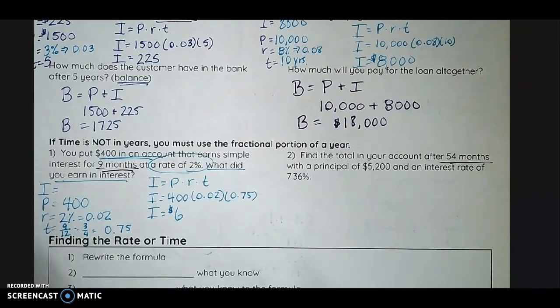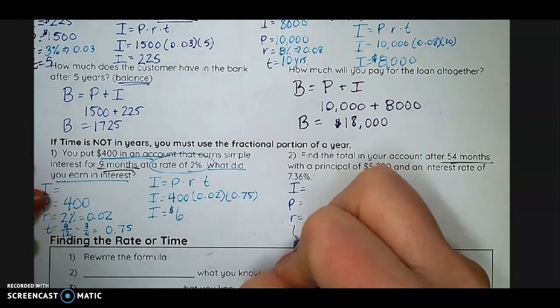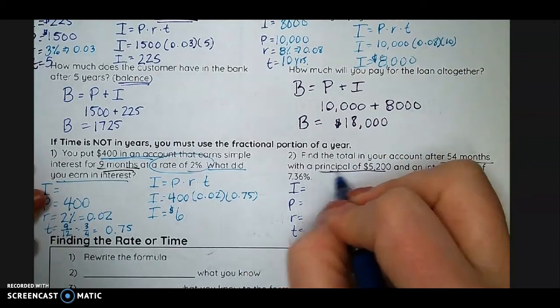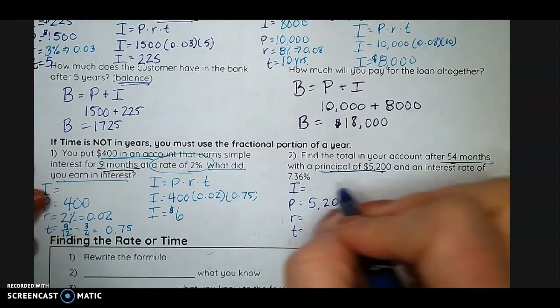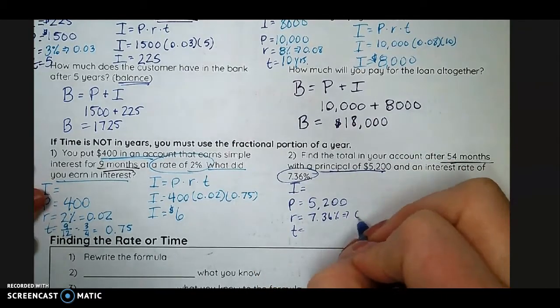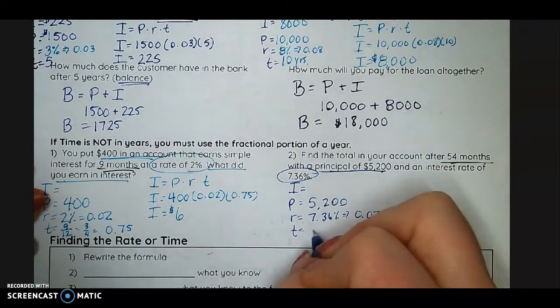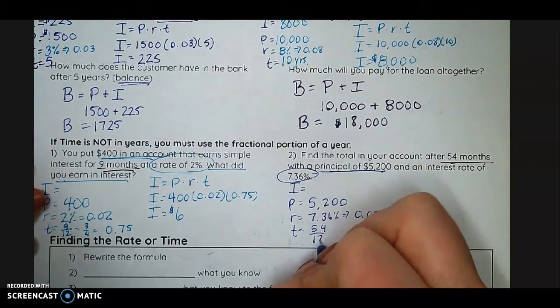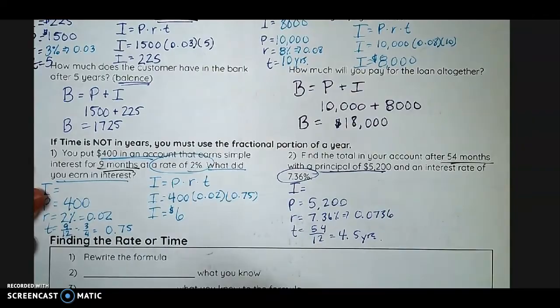And our next one over here, it's been going on for 54 months. My principal amount is $5,200. My interest rate is 7.36%, which as a decimal looks really long, but that is correct. And it's over 54 months. When I divide that, I'm going to get 4.5 years.